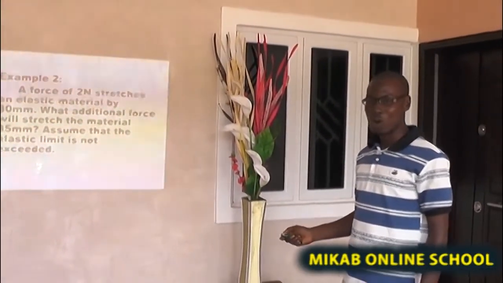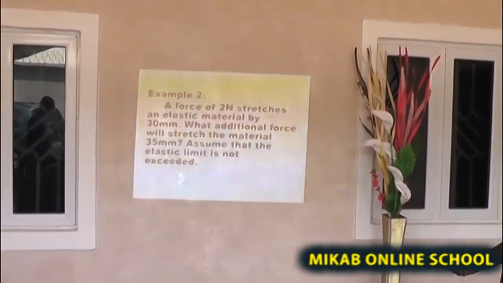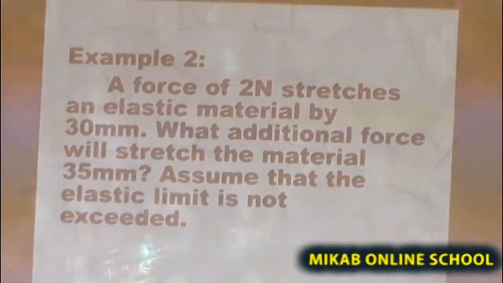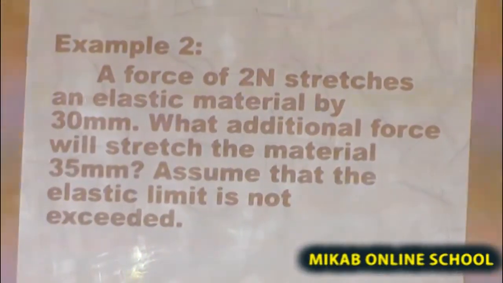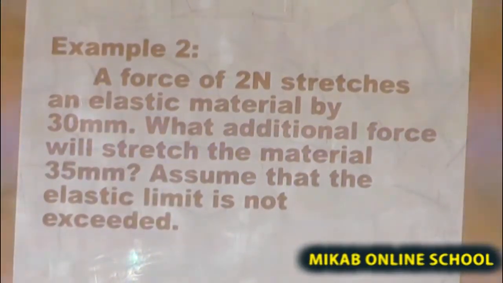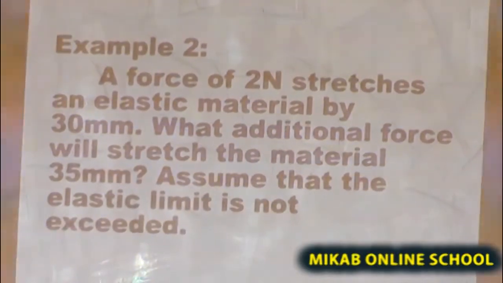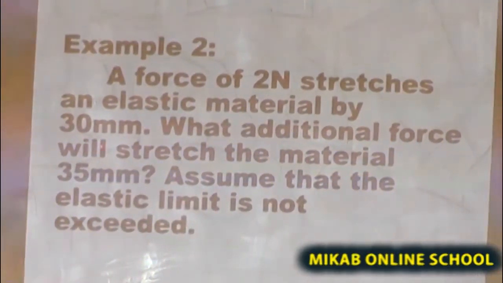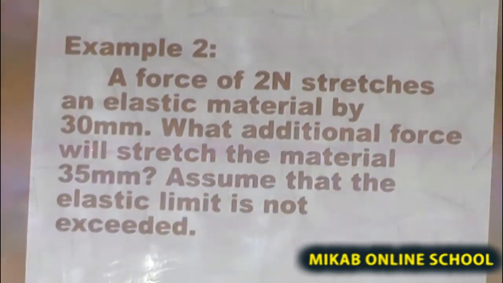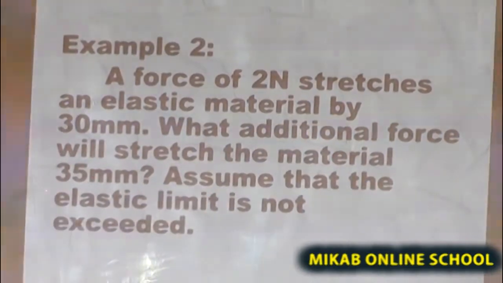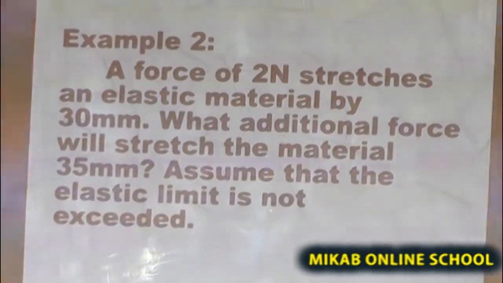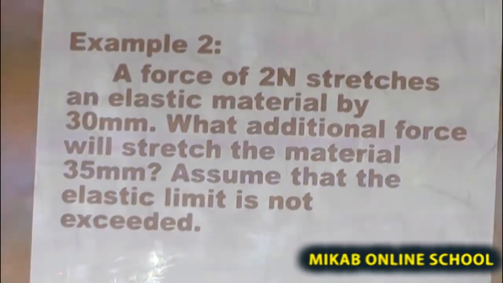Now we are going to the second example. We have a force of 2 Newton that stretches an elastic material by 30 millimeter. The extension here is in millimeter, while in our first example it was in centimeter, so at the end of the day you are still going to convert. Now let's continue. What additional force will stretch the material 35 millimeter? That is another extension. Assume that the elastic limit is not exceeded.